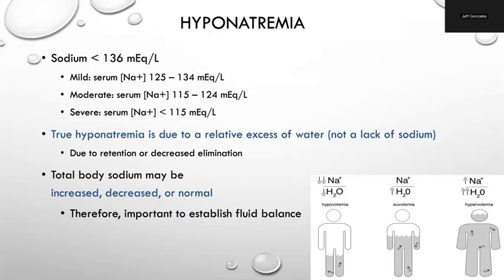The relative excess of water in hyponatremia can occur with all three types of volume status: hypovolemia, euvolemia, and hypervolemia. I recommend you study these figures on the slide of the possible types of hyponatremia and make sure the arrows and disorders make sense to you.